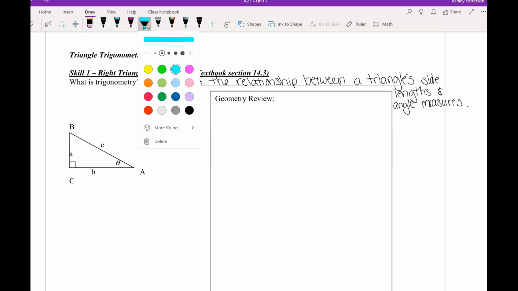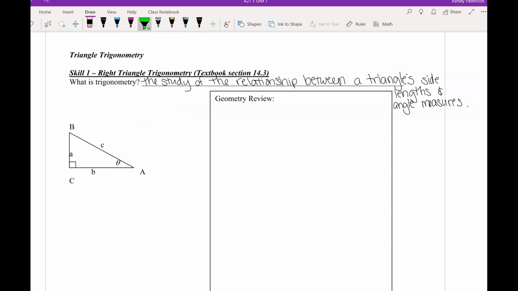The last thing is, let's do green, is theta. It's a Greek letter in the Greek alphabet, sometimes beta, sometimes alpha, but it is your reference angle. So if I'm using theta, that means that all of the trig functions that I'm about to look at are based off of this angle right here. That's what your reference angle is.